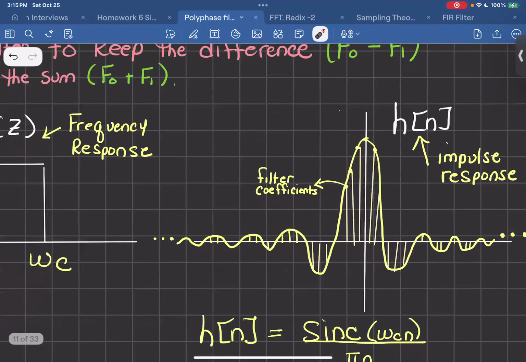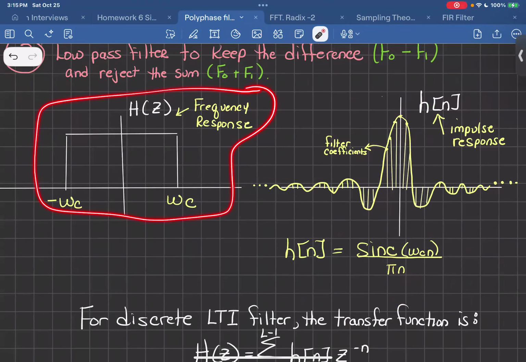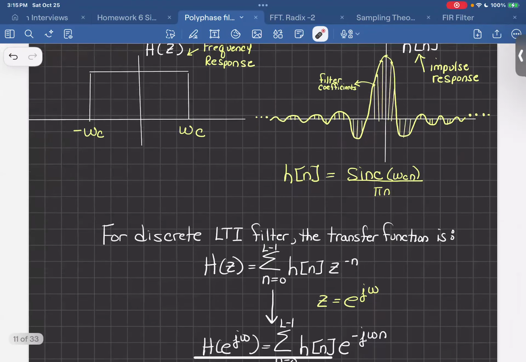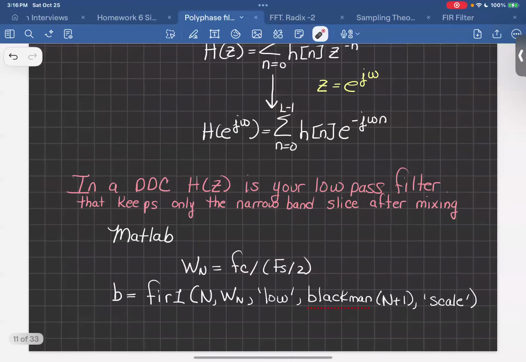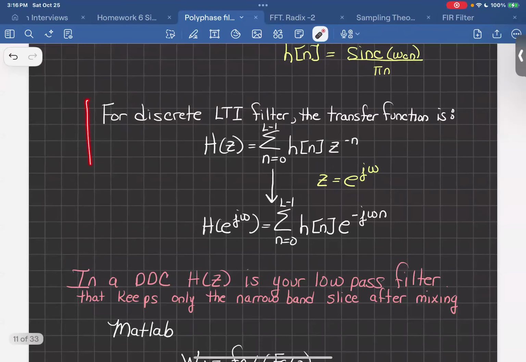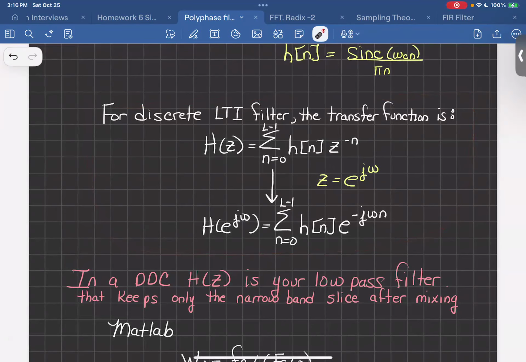And this is the frequency response that we desire. Okay, so we start with what we desire. And I like repeating that this H of Z, we introduce the Z transform here, where Z is just equal to e to the j omega.